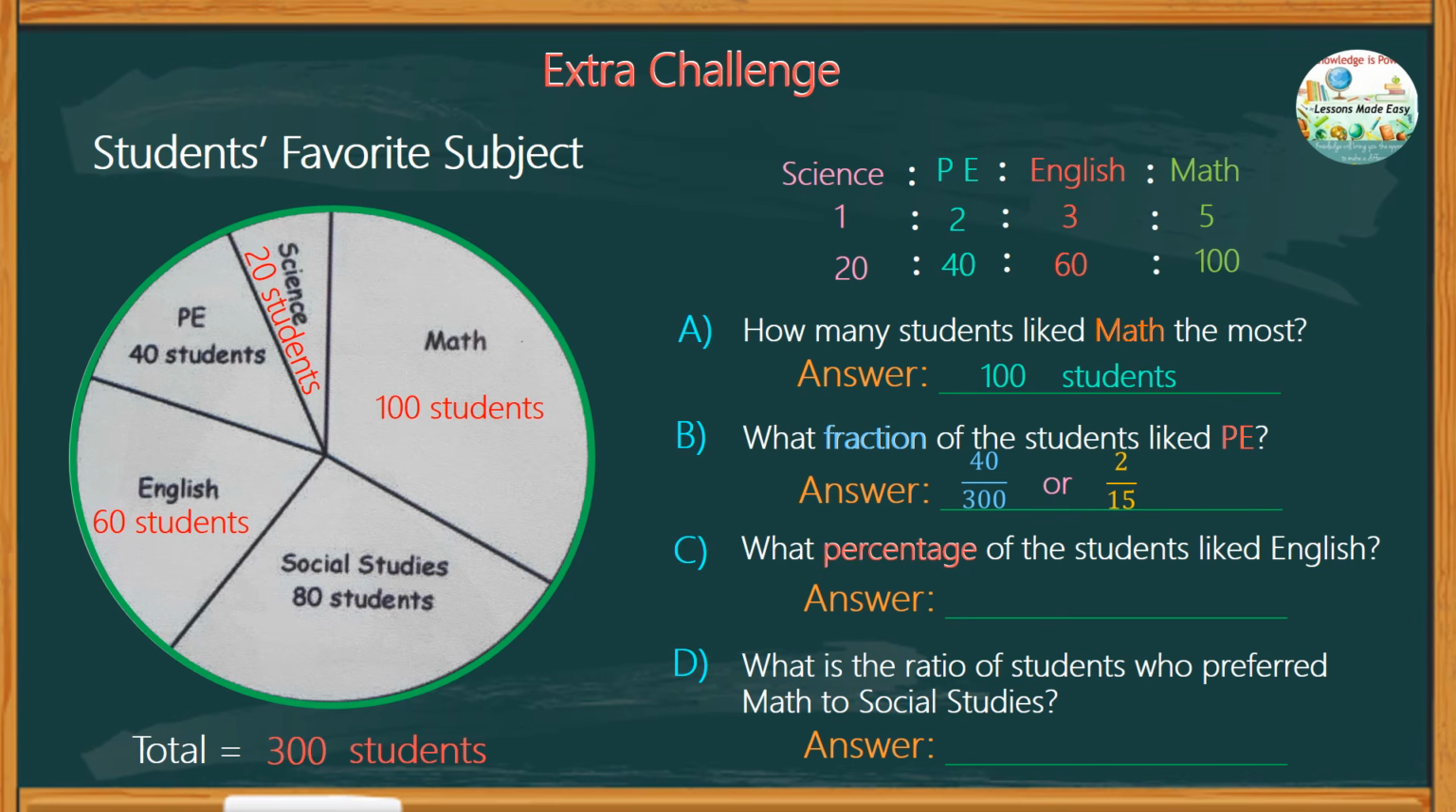What percentage of the students liked English? 60 out of 300 students like English. So to get the percentage, we multiply this fraction by 100. Cross the 2 zeros out, we are left with 60 to be divided by 3, which is equal to 20 or 20%. The ratio of the students who preferred math to social studies would be 100:80 or 5:4.